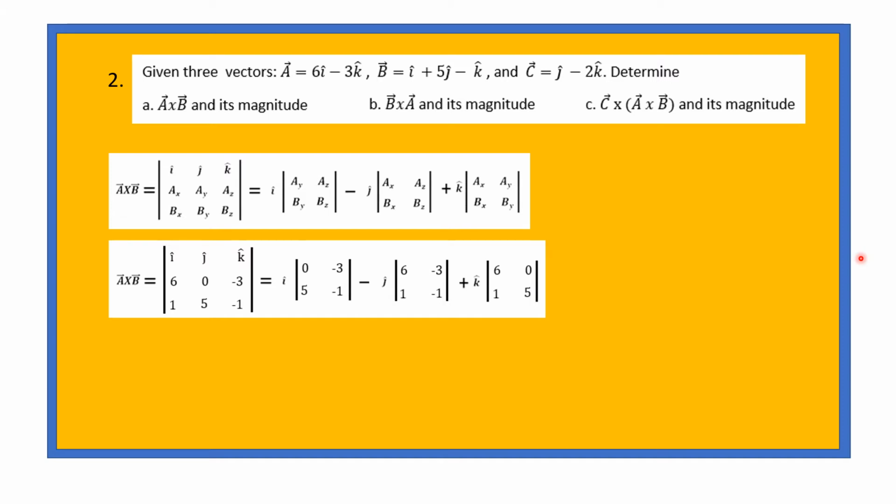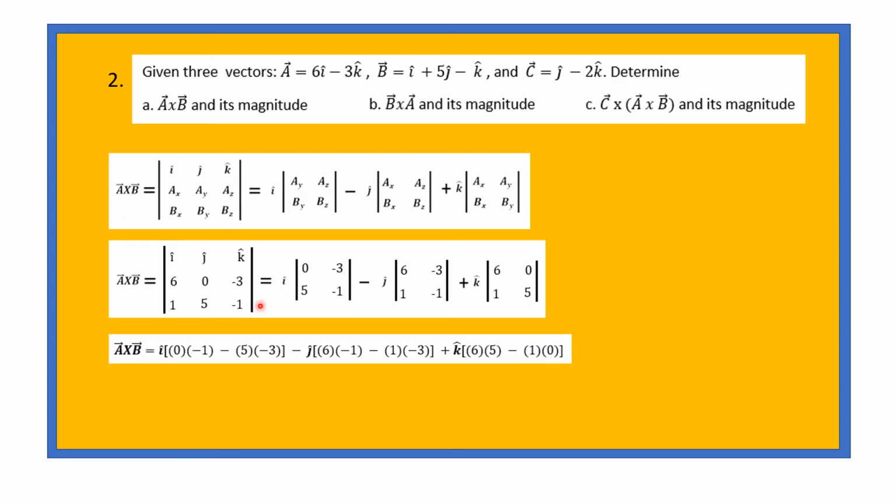Okay, so after that, we begin with i hat again, and what we are going to do is multiply the four of them diagonally. For example, we can multiply 0 times negative 1, then minus 5 times minus 3. Let's begin in finding the product. In this direction, we have 0 times negative 1, then minus, we have 5 times negative 3.